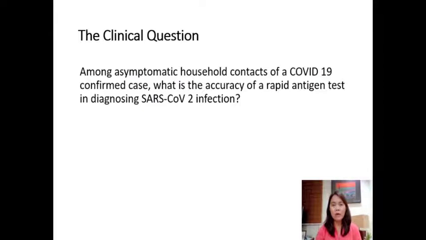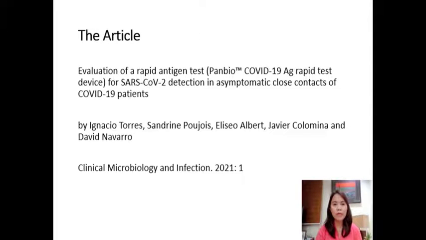Okay? So now we are faced with a clinical question: among asymptomatic household contacts of a COVID-19 confirmed case, what is the accuracy of a rapid antigen test in diagnosing SARS-CoV-2 infection? After a thorough search of the literature, you were able to find this article by Torres et al., published in the Clinical Microbiology and Infection Journal, just this 2021, entitled Evaluation of a Rapid Antigen Test, the PanBio, for SARS-CoV-2 detection in asymptomatic close contacts of COVID-19 patients.